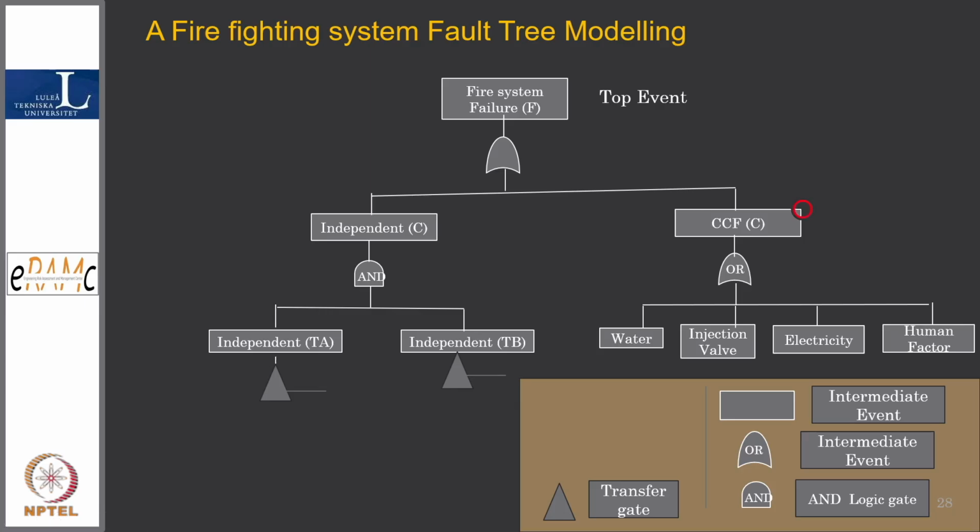So looking at this, how will I develop the rules? I will develop the first rule: fire system failure, independent C failure or independent CCF failure. And how does this part C failure occur? This will occur as the rule: independent A and independent B get activated. So the second rule has come into the picture. CCF C failure is water or injection or electricity or human failure. Like that we write production rules and develop an expert system.